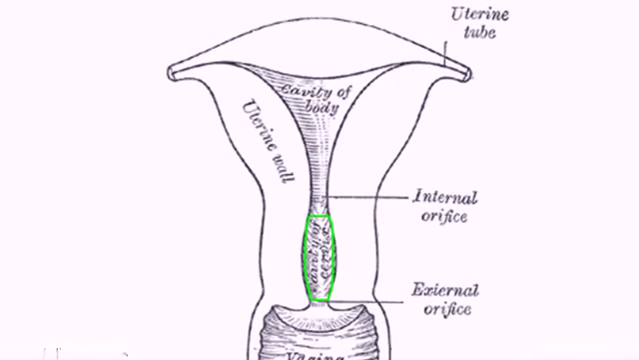So I've just switched over to a simple cross-section of the uterus, and I just wanted to show you the cervical portion, the cervix of the uterus. So I've outlined it in green, and it's this narrow inferior portion, and where it opens up into the vagina, it's called the external os. So you've got this external opening into the vagina, and where it opens up into the uterine cavity above, it's called the internal os.